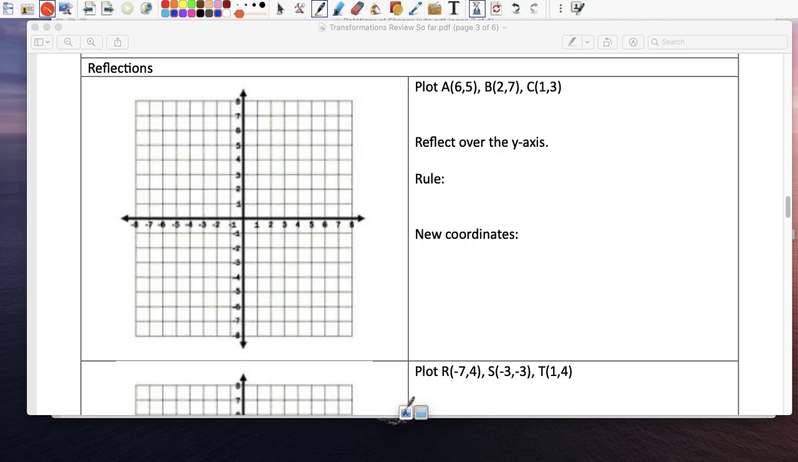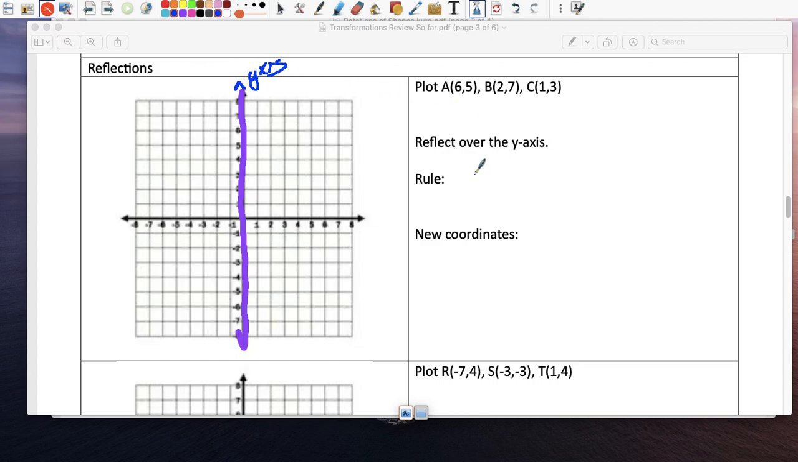Reflection. I urge you to highlight your line of reflection. So the first one says reflect over the y-axis. Where's the y-axis? This is the y-axis. So this one, we're going to reflect it over here. That's our mirror, our line of reflection.